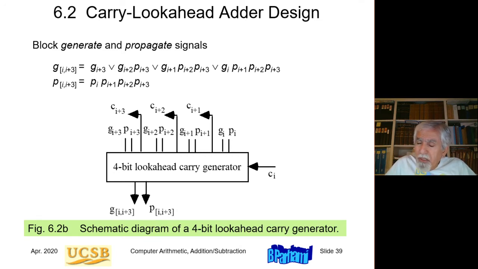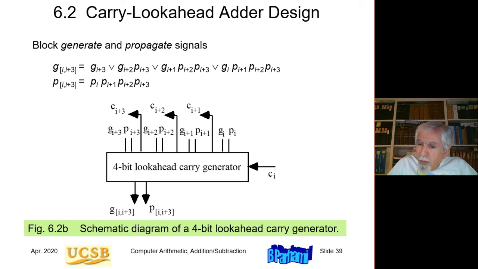And also we want to compute P and G signals for the block of 4 bits. Basically, we want to know whether this block of 4 bits as a whole generates a carry to the next higher block. That's the signal G i to i plus 3, the generate signal corresponding to the block going from position i to position i plus 3. And then the propagate signal for the block extending from position i to i plus 3.